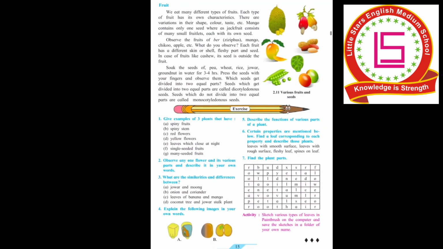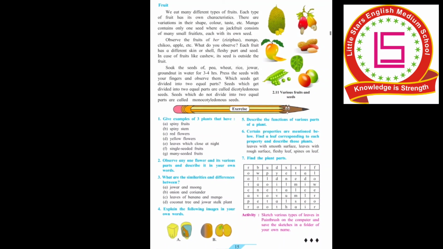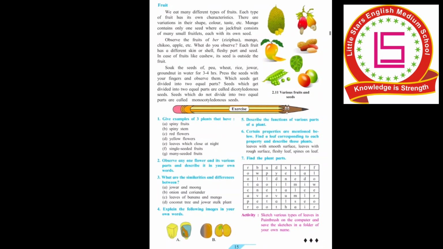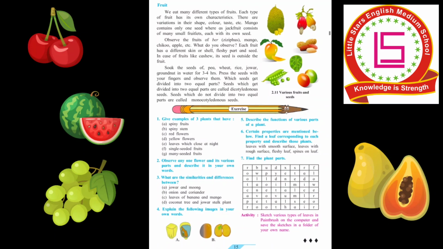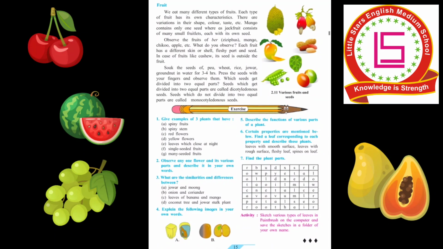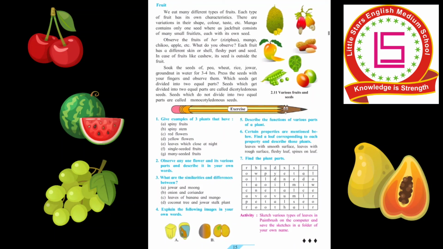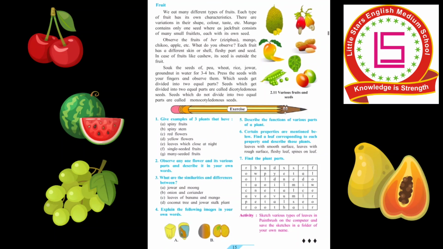So now page number 15, the next page, fruits. We eat many different types of fruits. Each type of fruit has its own characteristic. See, we eat many different types of fruit. Each and every fruit has its own different characteristics. There are variations in their shape, color, taste, etc. Correct? All the fruits have different shapes, different color and also different taste.